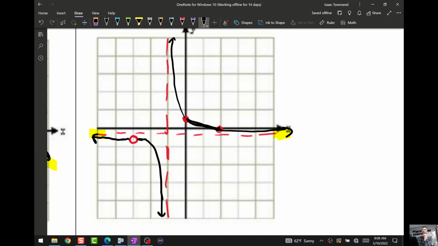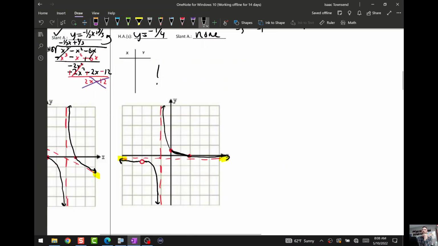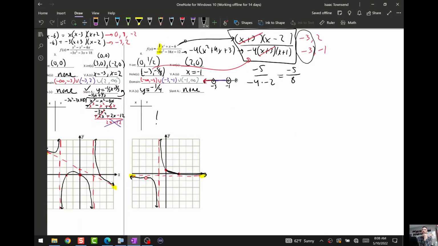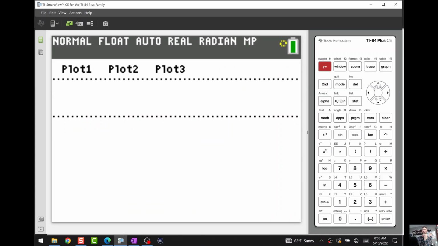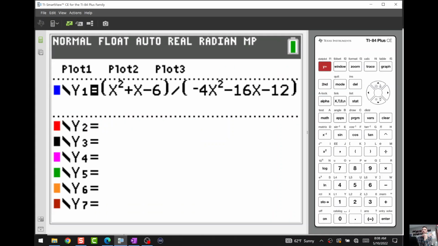Okay, and actually I lied. I'd rather graph this one because I want to make a point about this hole with your graph. Is this the equation for number 4? I can't look at both of them at the same time.